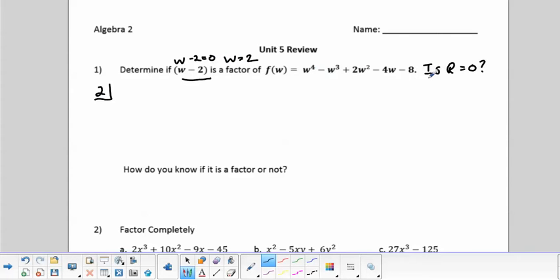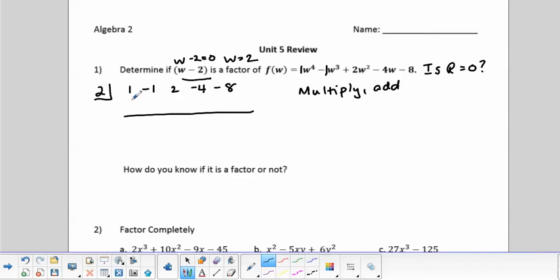The coefficients come next, and I'm checking to see if I'm missing any terms. I have 4, 3, 2, 1, and none, so I'm not missing any terms. I don't need any 0 placeholders. My coefficients are 1, -1, 2, -4, -8. Okay, the pattern for synthetic division is multiply, add. So after you bring down the very first number, you just continue with multiply, add.